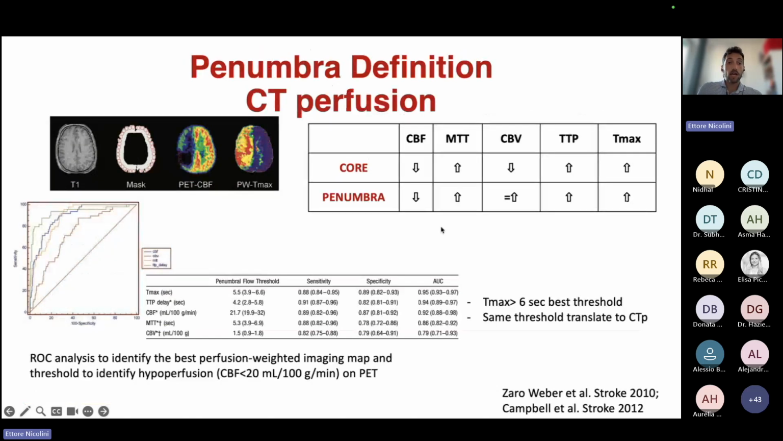As for penumbra, our definition comes from an MRI study comparing PWI imaging with PET studies. From these studies, it was evident that the best definition was, as evident from the area under the curve, the time to maximum more than 6 seconds. And this definition in MRI was just translated to CTP, creating another possible error.